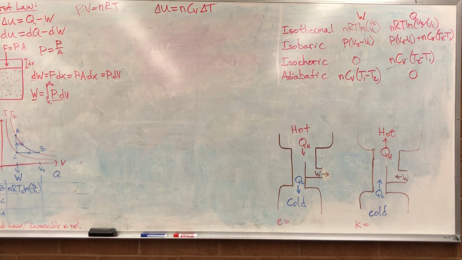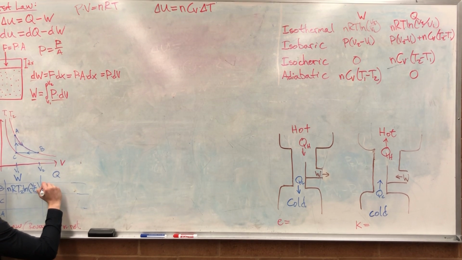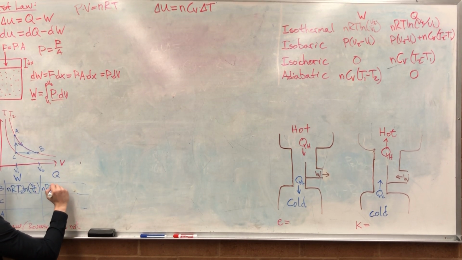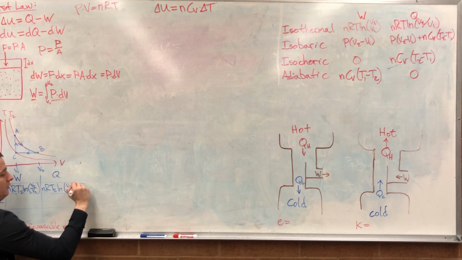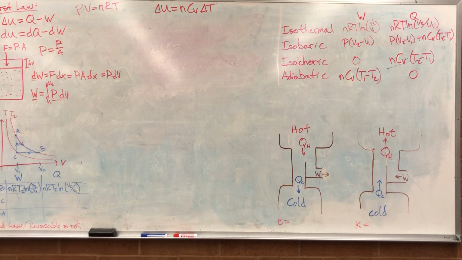What's the heat added to the system going from here to here? The same as the work. So the heat and the work are the exact same in this case: nRT2 natural log of V2 over V1. So not only did the gas do work, but heat was added to the system to keep the temperature the same. Okay, so now comes our compression.